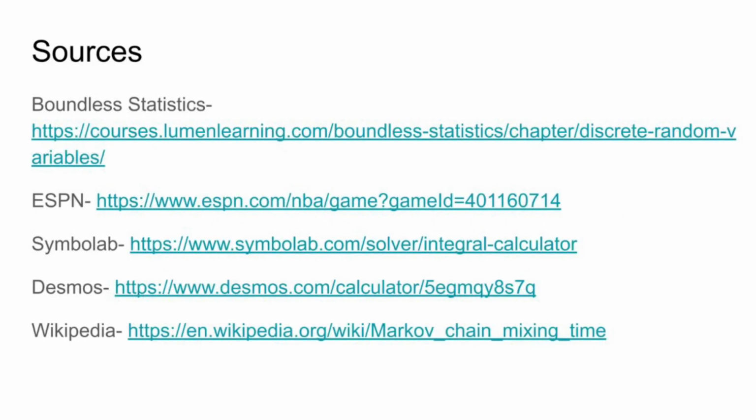And with that, we're going to wrap things up. The sources I used really quickly: Boundless Statistics were what I used for the definitions for random variables in the stochastic process. ESPN was what I used for finding the charts for the Celtics and Knicks. Symbolab was what I used for the photos of the integral and the steps taken to solve that integral. Desmos was used for the image of the area under the curve, and Wikipedia was used for the definition of mixing time.